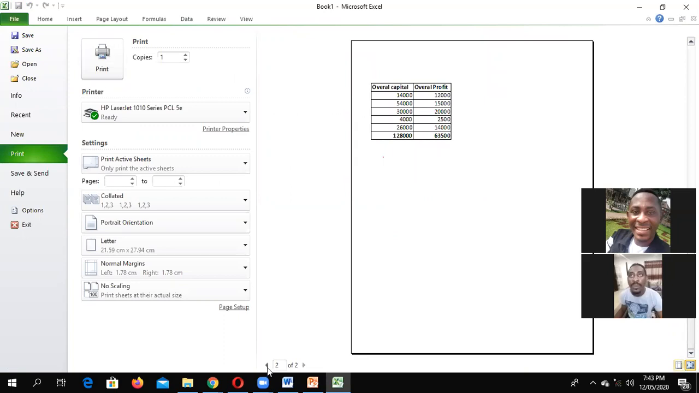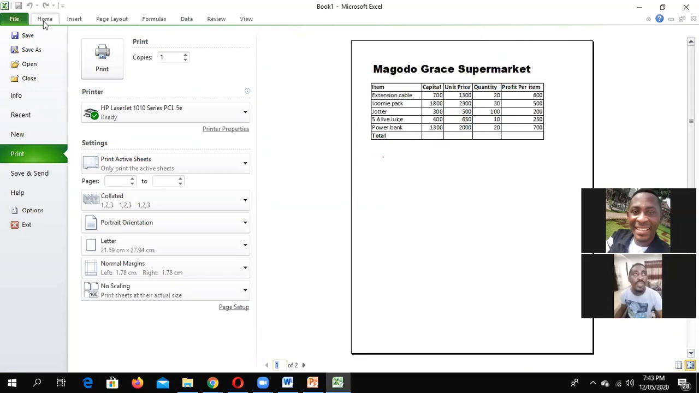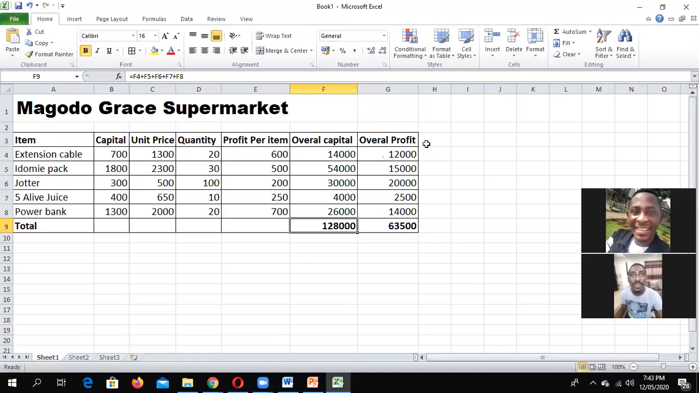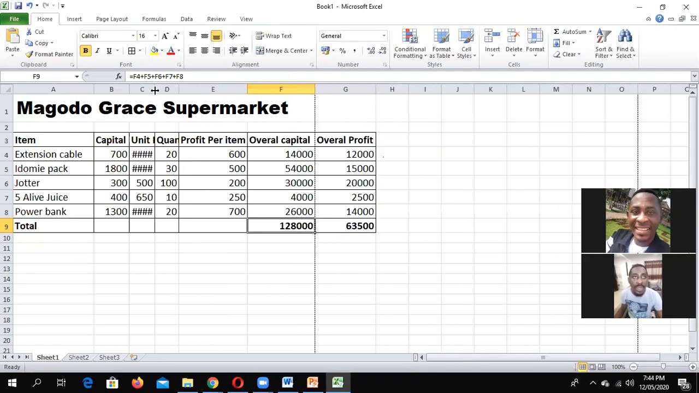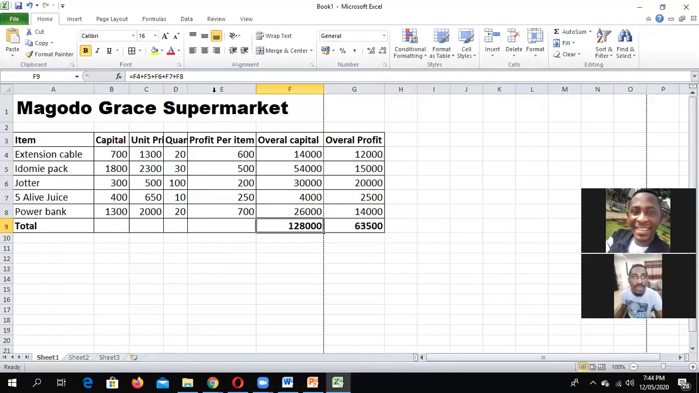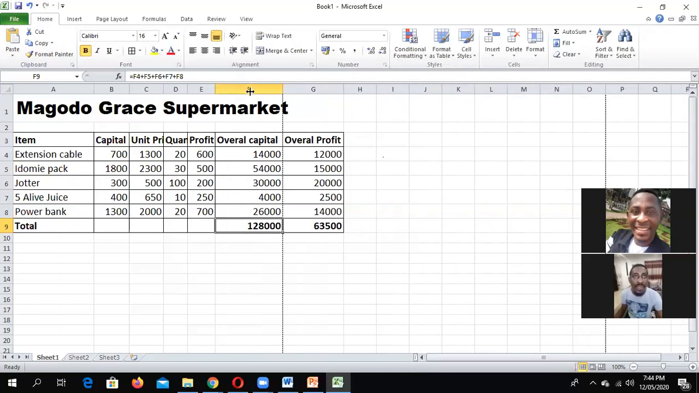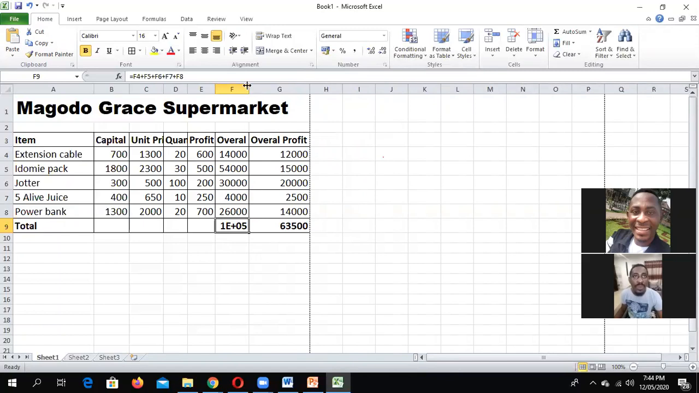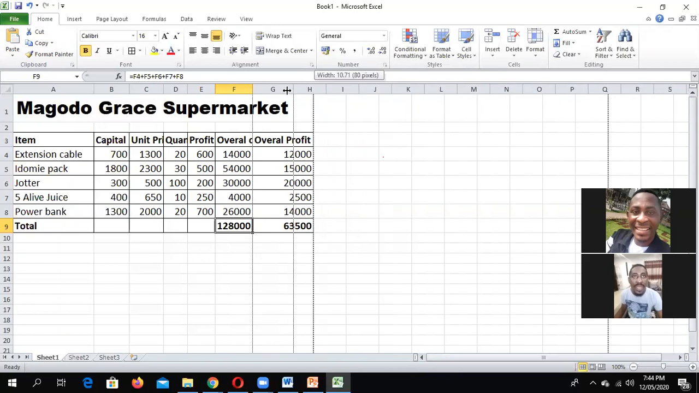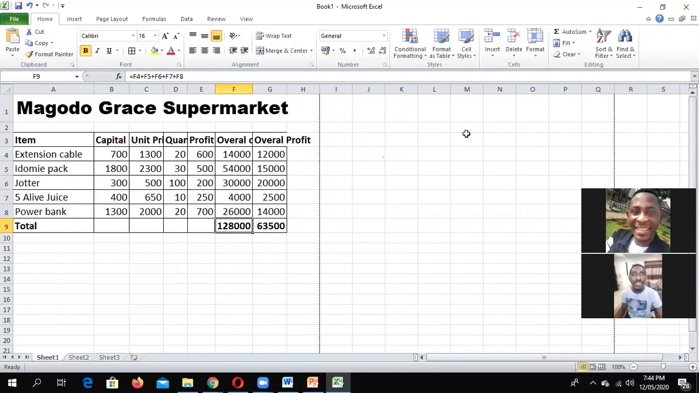The document has gone into double page. The reason why it's not showing is because this part of the document has entered 2 pages. So let's see how we can reduce this to just a single page so that all our work can be shown on just 1 page, because I don't want to extend this sheet into double page. So I want us to just maintain a single page. That's why I am doing this adjustment.